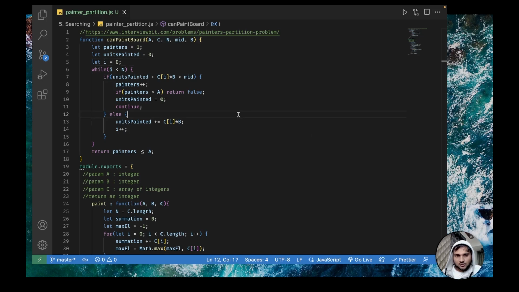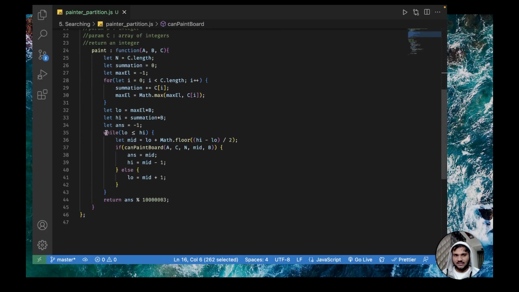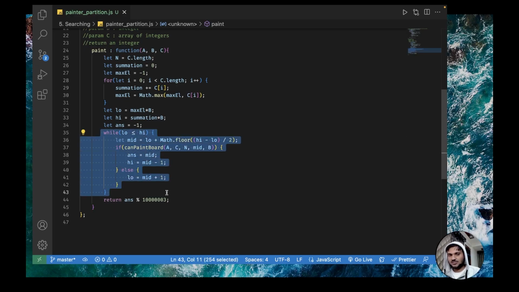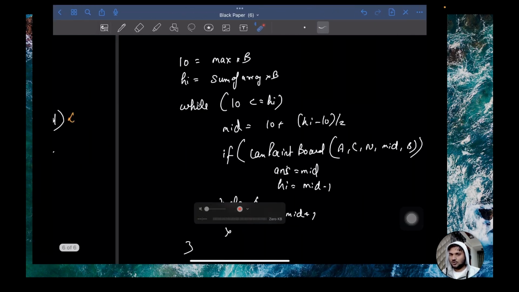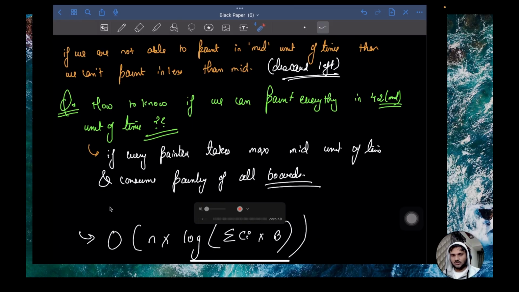So now for this particular solution, what will be the time complexity? If you just carefully see, here we are having a while loop. You can replace it with a for loop also, which is just iterating over all of the elements of the array one by one. So this is an order of n loop, and this is the binary search in which we are again and again calling this function which has an order of n loop. This binary search is going to work in log of (summation of B minus max of B) time. So it is n log of (summation of B minus max element of B), that we have also deciphered here. In the coding implementation also, you can see this is the final answer.